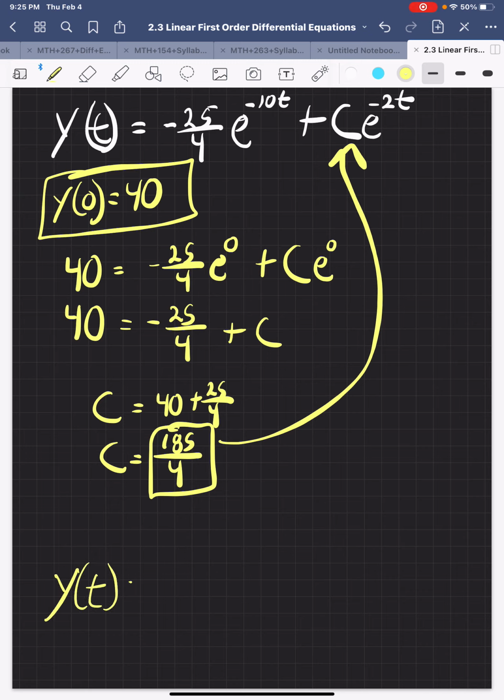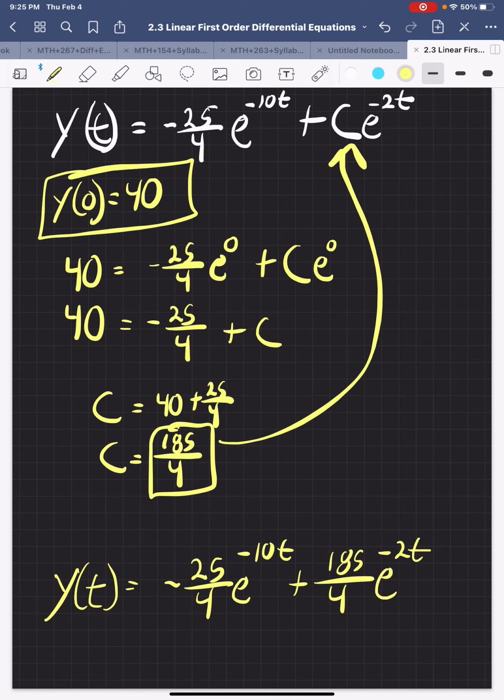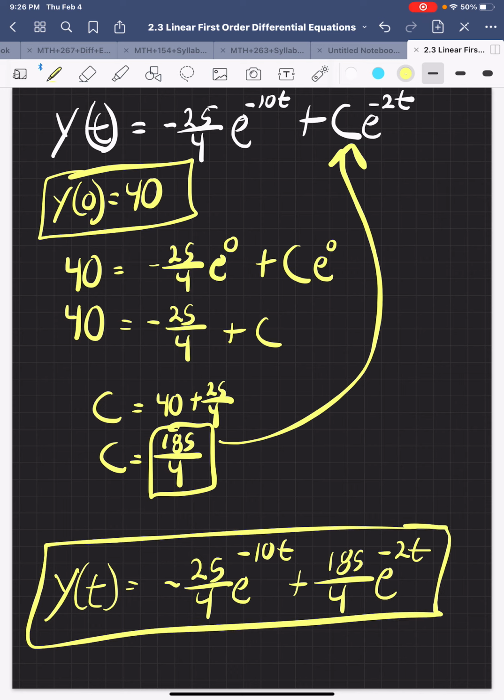y of t is equal to, wait a minute, c is equal to 185 over 4. Yeah, so let me go ahead and write that. I'm sorry. So y is equal to negative 25 over 4 e to the negative 10t plus 185 over 4 e to the negative 2t. That is your solution, the particular solution to that differential equation.